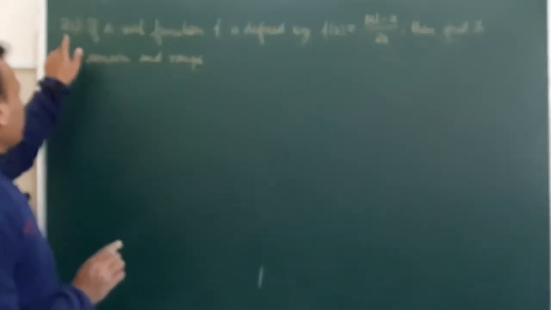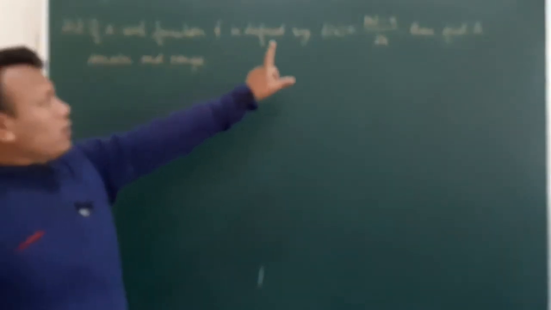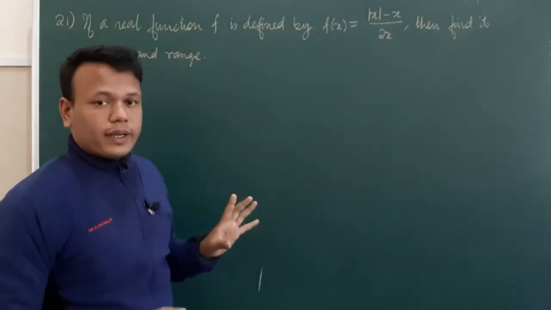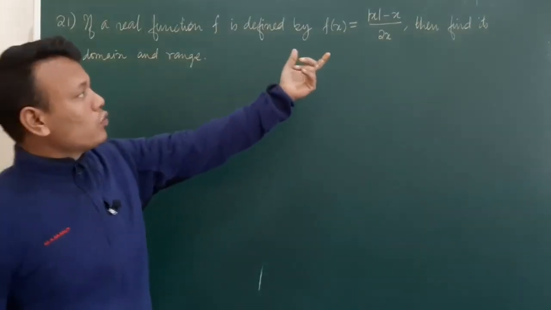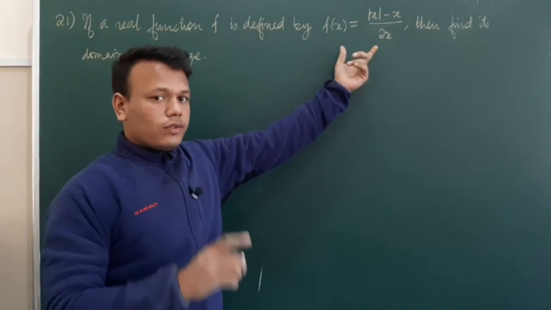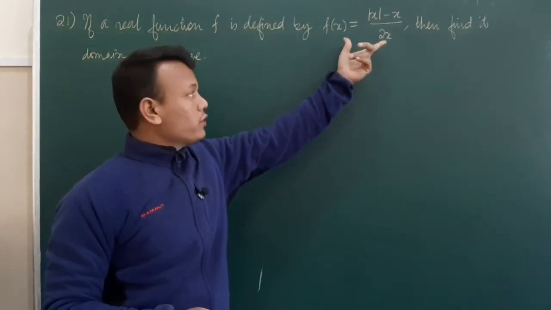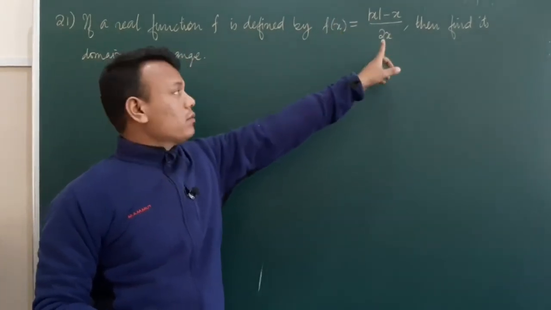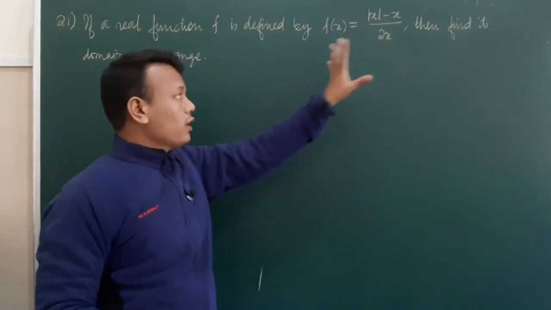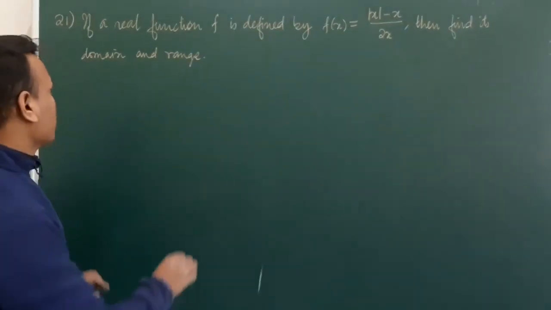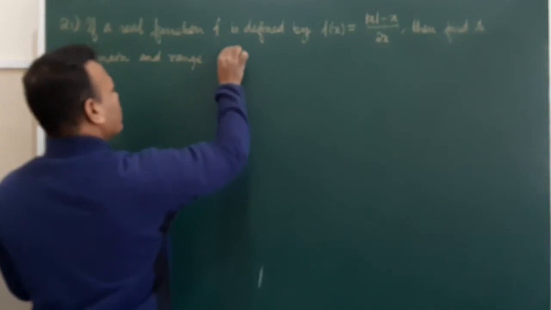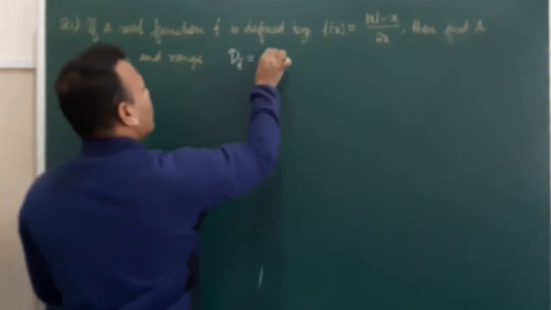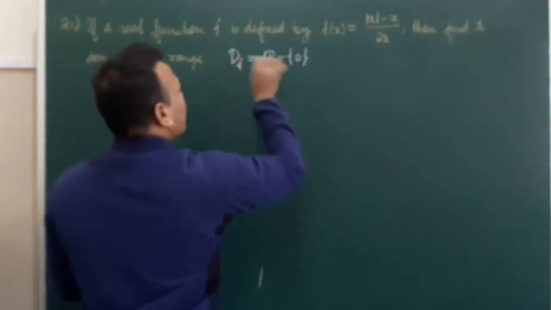Okay, so next we have question number 21. This is the given function and you need to find the domain and range, and we have already found the domain of this in one of the questions that we have done earlier. So the domain will be any real number other than 0, isn't it? So we need to exclude 0 here. So let me directly write the domain here. The domain will be R minus 0. We have already seen this.